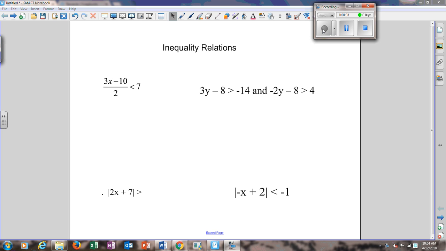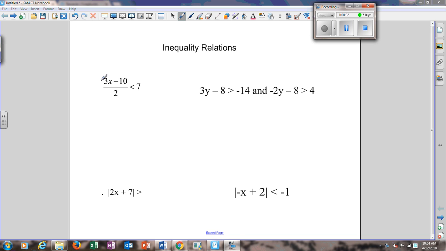Okay, today we're going to do a short lesson on inequality relations. These are fairly simple things that you did in Algebra 1. Pretty low stuff. The hardest ones are the absolute value ones, so those are the ones we're going to focus on a little more. The thing with inequalities is you treat them exactly like a regular equation. The only difference is if you multiply or divide by a negative, then you flip the inequality.